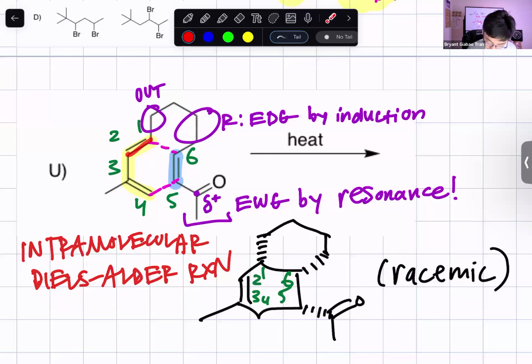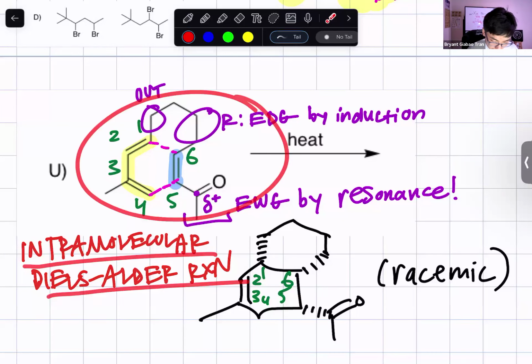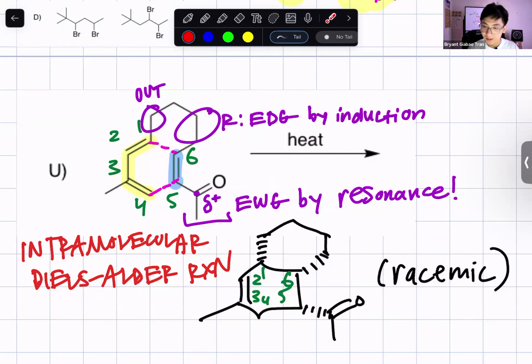So if it's already oriented in this configuration, it's going to react like that, right? We're not going to flip anything because we can't flip that there. We can't flip this structure because it's already given to us intramolecularly. If it was intermolecular, where the diene is separate from the dienophile, then you would look at the charges and see if you could flip them or not. But in the intramolecular Diels-Alder reaction, if it's already given to you like this, where the diene is on the same molecule as the dienophile, you keep it like that.